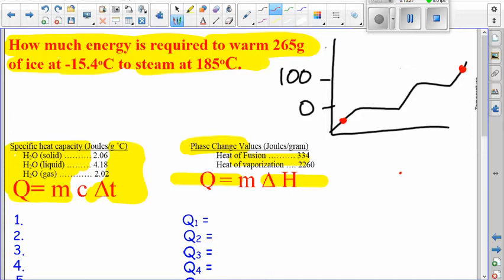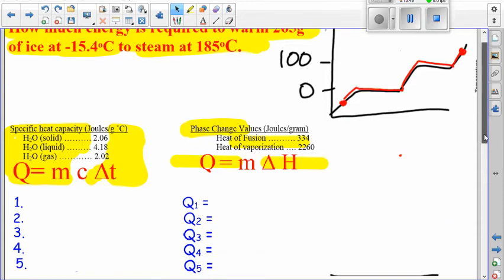Okay, so I have to go from here to here, that's one section. Here to here is two sections. Up this slope is 3. Over here is 4. And finally to get to that point, that's 5. So that means I have to calculate Q 5 times. This is the maximum number of times you're going to have to calculate Q.